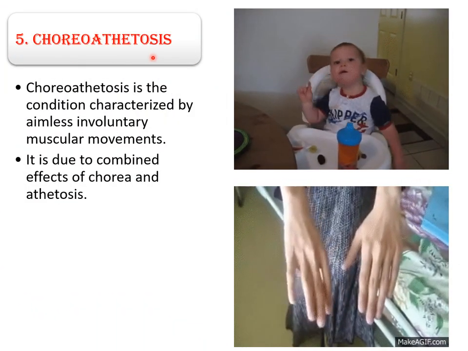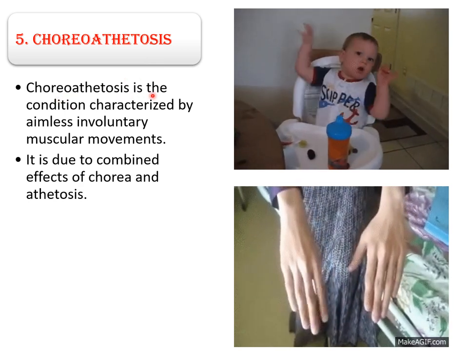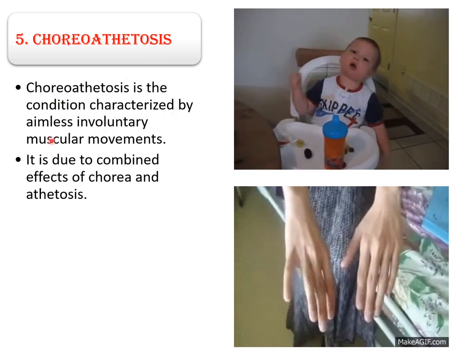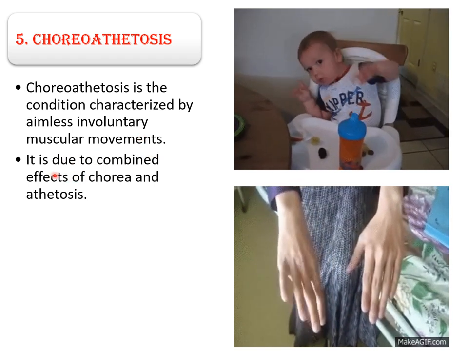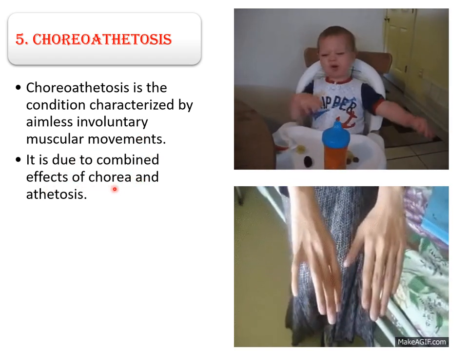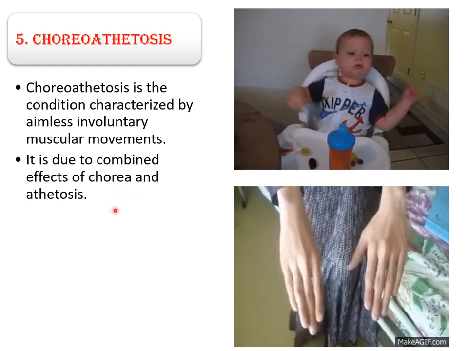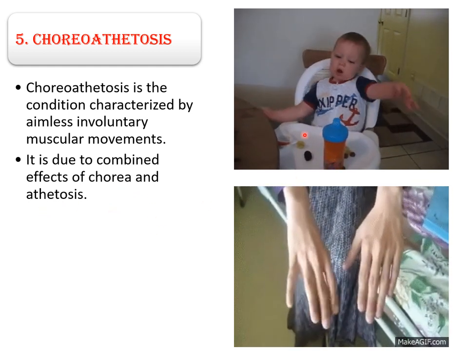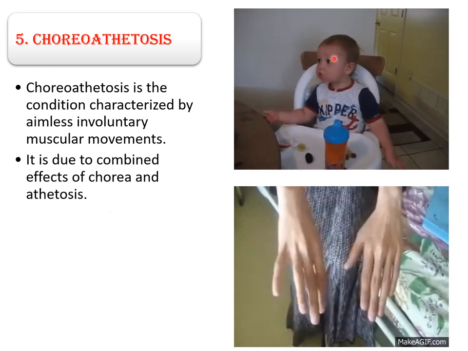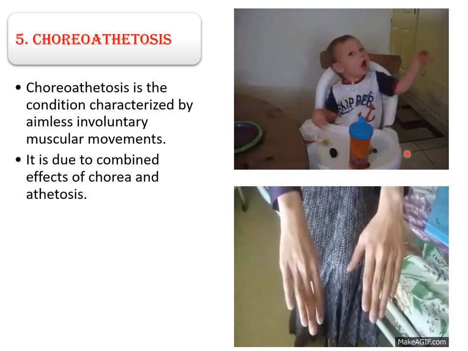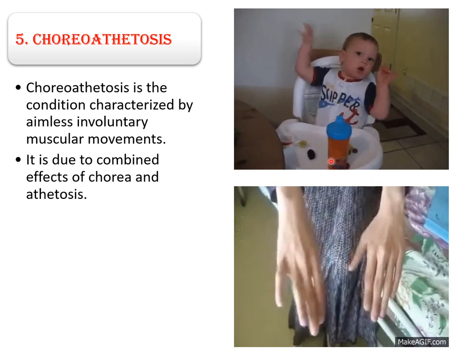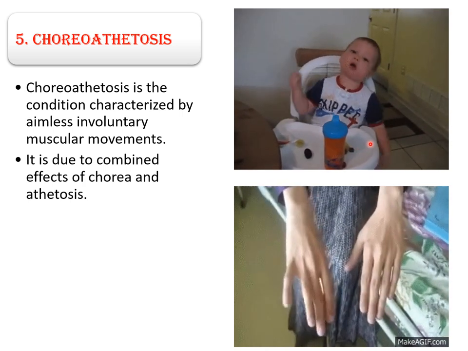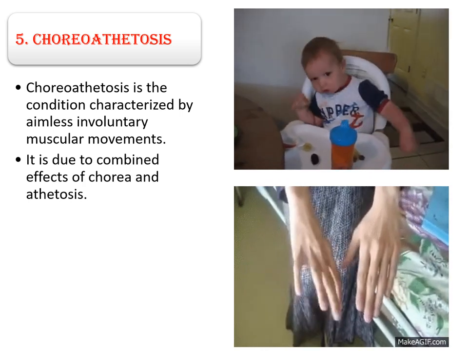Then choreoathetosis. Choreoathetosis is a condition characterized by aimless, involuntary muscular movements. It is due to the combined effects of chorea and athetosis. You can see in this animation of this baby, there are aimless, involuntary muscular movements, and it is due to the combined effects of chorea and athetosis.